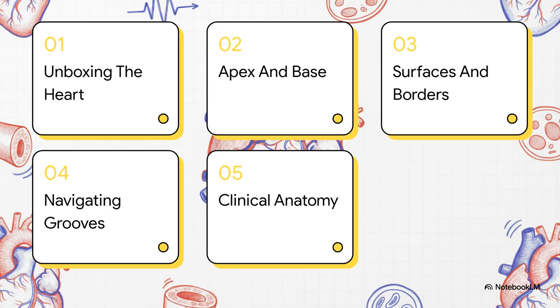Here is our roadmap for today's explainer. Number 1, unboxing the human heart. Number 2, orientation, apex and base. Number 3, mapping surfaces and borders. Number 4, navigating the heart's grooves. And number 5, clinical anatomy in action.